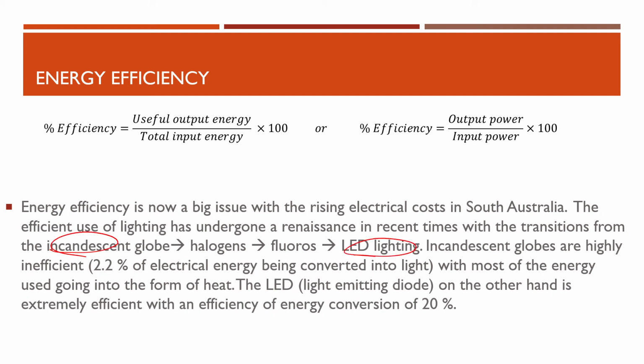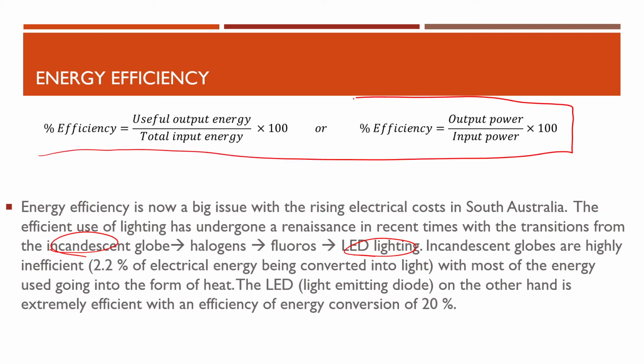Now we use LED, which converts about 20% of its energy. So it's almost 10 times higher than the incandescent globe. Although it's 20%, it's still not a lot compared to 100% being converted, but it's the best we can do, and it's more efficient. So these equations are what we're going to be using. We can use useful output energy and total input energy, or you could talk about input power and output power. So you could write both of those equations, depending on what words they use in the question. So write those in your equation sheet.